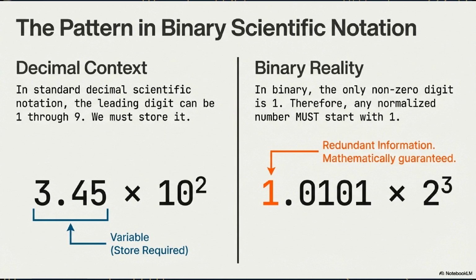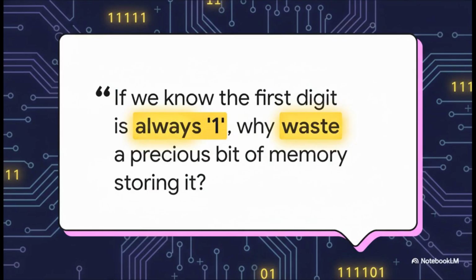Okay, so check this out. In our normal decimal system, a number in scientific notation could start with any digit from 1 to 9, right? But in binary, it's different. Any non-zero number, once you normalize it, has to start with a 1. It's not a choice, it's just a mathematical fact. And that one simple fact led to this massive, game-changing question.